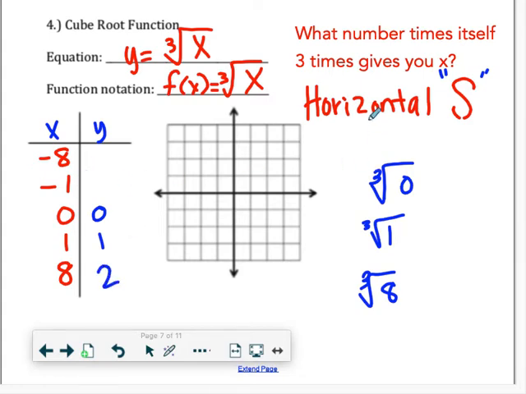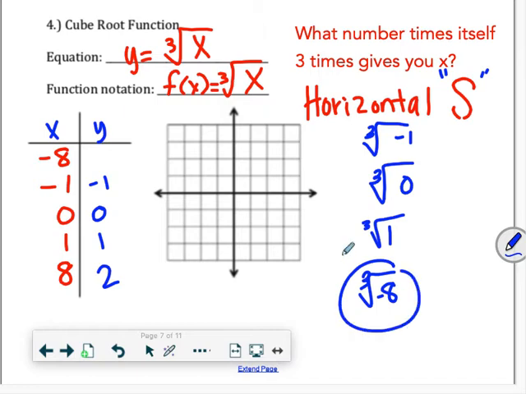Now, we can take the cube root of a negative number. Okay, because -1 times -1 is +1, but times the third -1 gives us -1. The same with the cube root of -8. We can take the cube root of negatives. Okay, so -2 times -2 is 4, times -2 is -8.